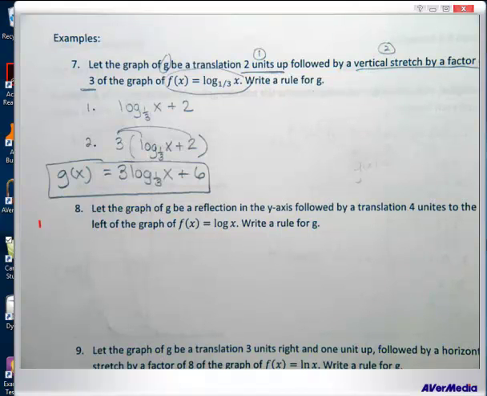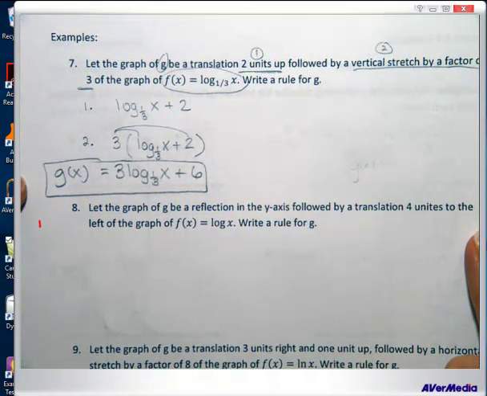And notice that order does matter in that one. If I had done the stretch first, the 3 would only multiply by the log part of this function, and then I would add 2, and the add 2 would just be plus 2 on the end. So the order does matter. Because I added 2 first, and then stretched it all by 3, the 2 had to stretch by 3 as well. And so order is going to be important, and that's why I do number these. Okay, any questions on that one?